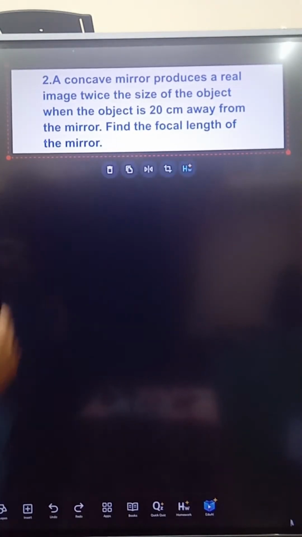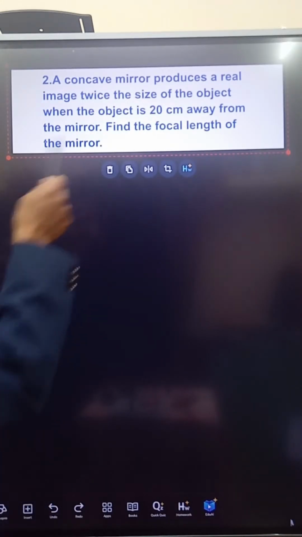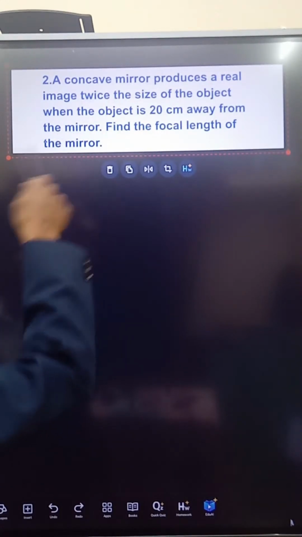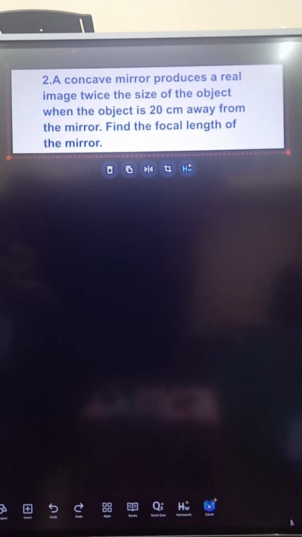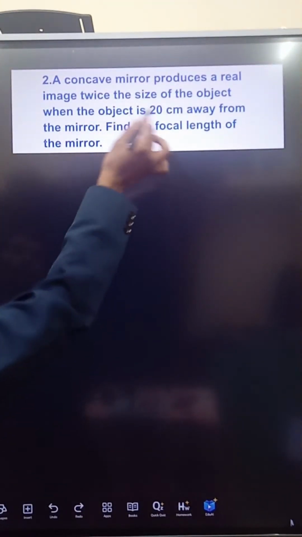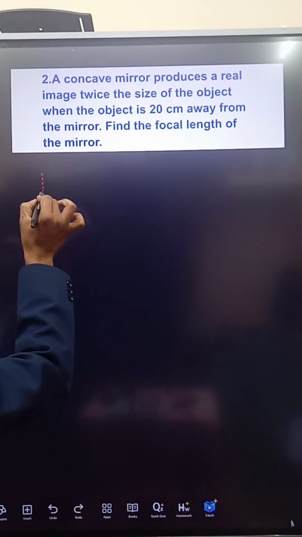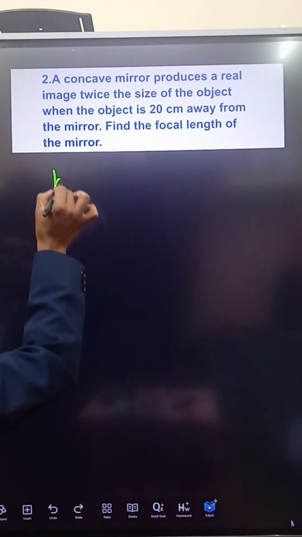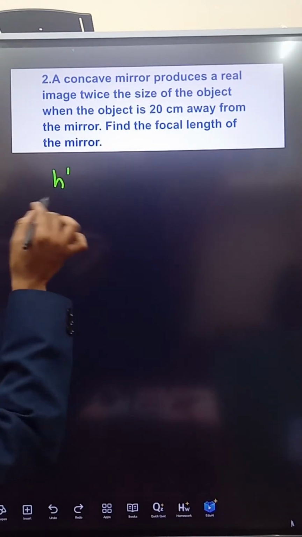Now coming to the second problem. See what it says. A concave mirror produces a real image twice the size of the object. Now, when the object is 20 centimeter away from the mirror, find the focal length of the mirror. Here they have given something, meaning you have to write what they have given. Image height is h dash and object height is h naught, you know that.